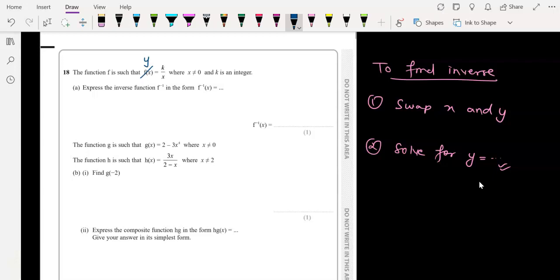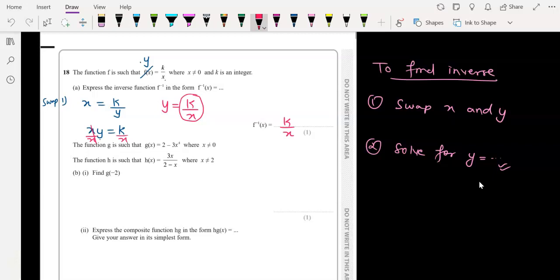So we need to find the inverse of this function. Step 1, I need to swap, so you'll exchange x and y. So you'll get x equal to k over y. Take the cross product, so you get xy equal to k. I want y alone, so I'll divide both sides by x, and you get y equal to k upon x. The value of y is your inverse function. Write the final answer: f inverse of x is k upon x.